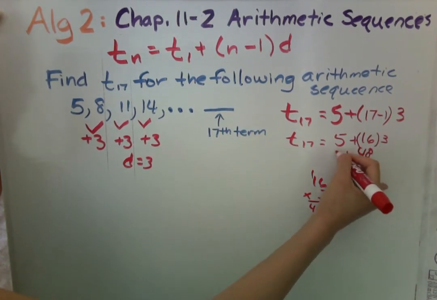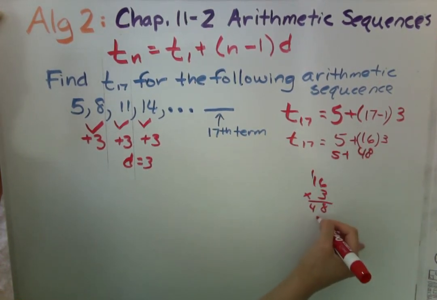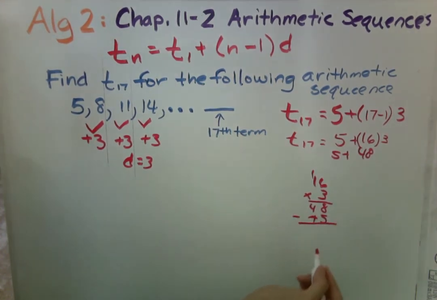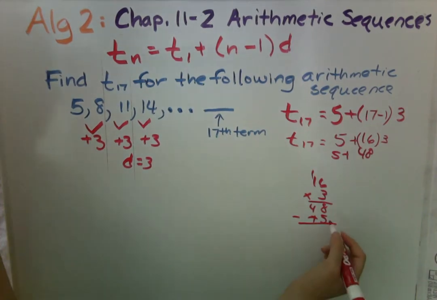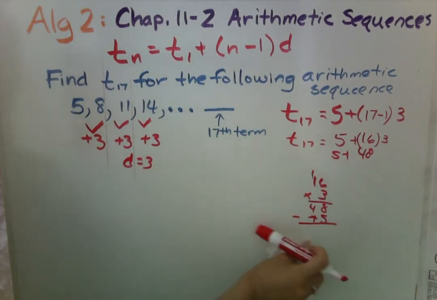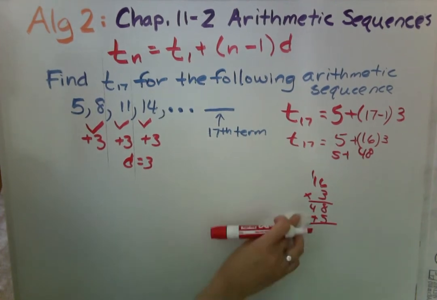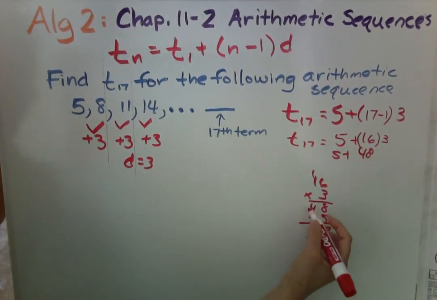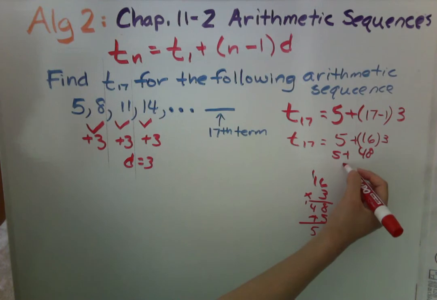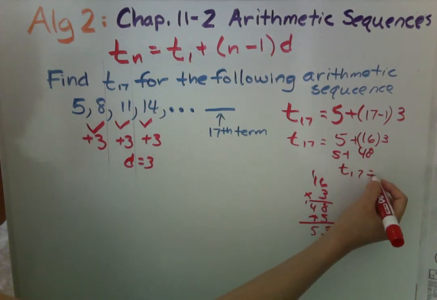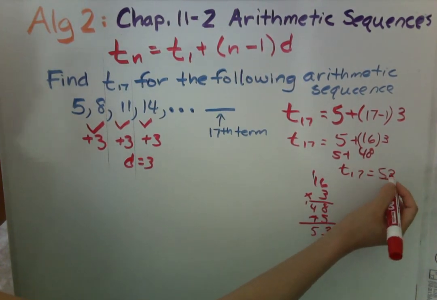48. Plus 5. And I know many of you do like to use mental math, but those are the places where you tend to make more mistakes. So what I'm going to do is suggest that you always show work. So your 17th term will be 53.